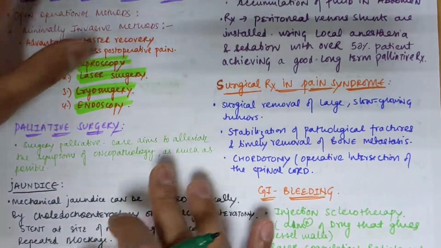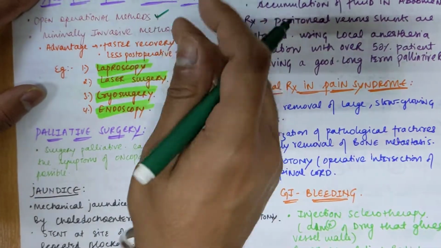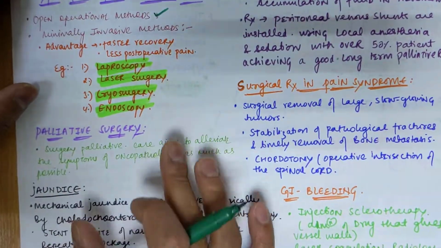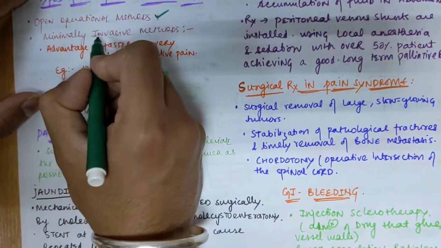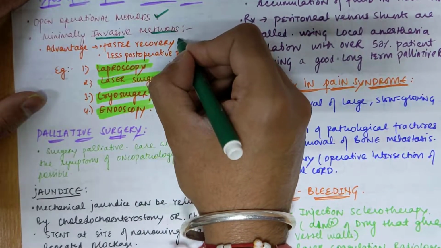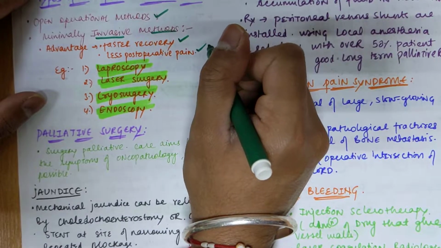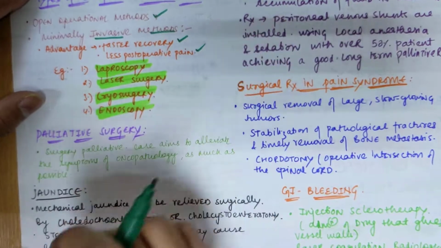Now, types of surgical interventions. We have open operative methods, which we do by making a cut and removing the part of the tumor, and those are invasive methods. Then we have some minimally invasive methods, and the advantages of these methods are faster recovery and less post-operative pain. The meaning is that after the operation there is less pain to the patient.